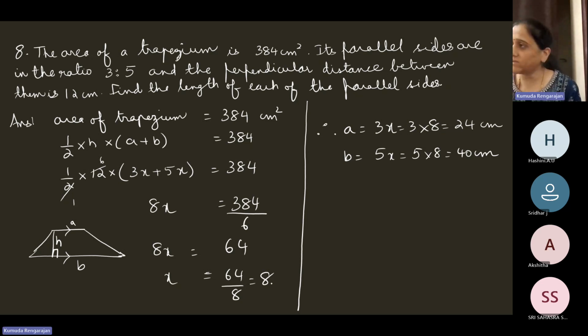Now we've got the value of x. What's the question? Length of each parallel side. So A is 3x, so 3 into 8, 24, and B is 5x, 5 into 8, 40.